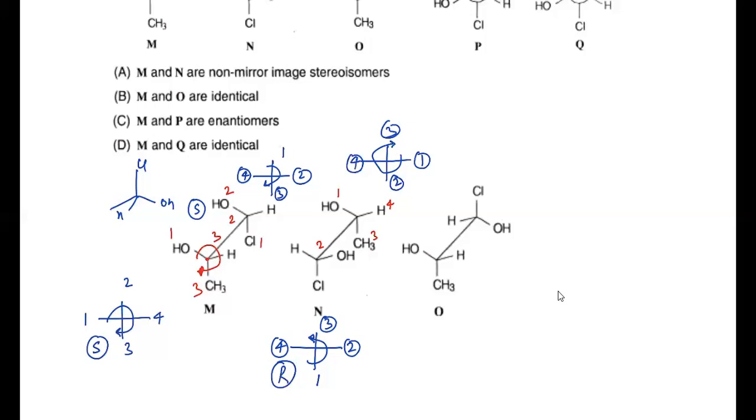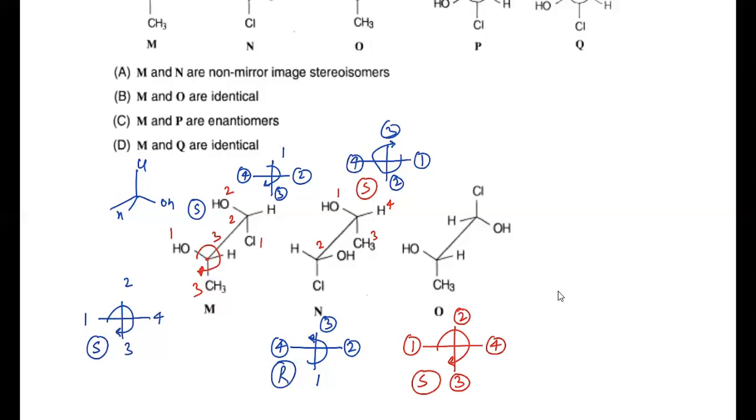Okay. Now in the third case, if we write the configuration again: OH position 1, other group position 2, H position 4, CH3 position 3. Moving from 1 to 2 towards 3, the sense is clockwise. So the configuration is R, but we will write S because H is on horizontal position, so this configuration is S.